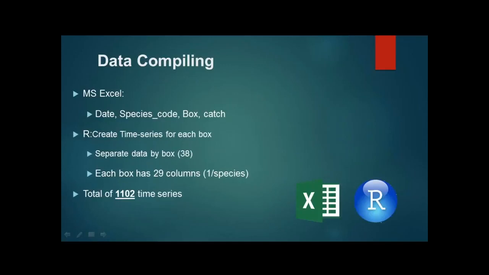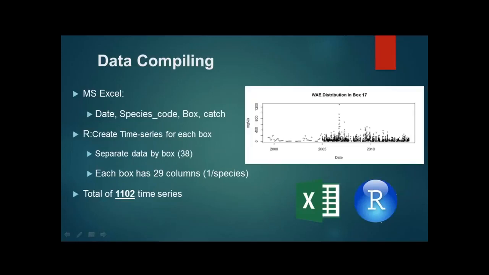and I separated all the data into 38 boxes. Within those 38 boxes, each box has 29 columns for all the 29 species that we're interested in. So I created a total of 1,102 time series that look like this. This is not how Atlantis is going to be reading them, but for the sake of the presentation, I created this graphic.